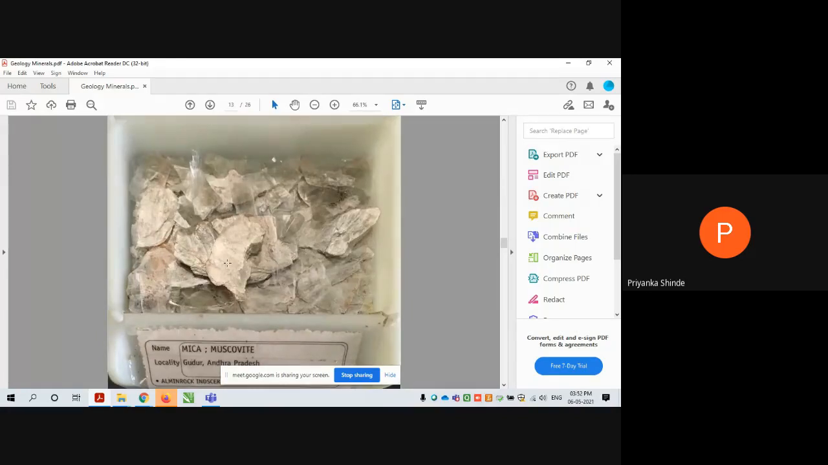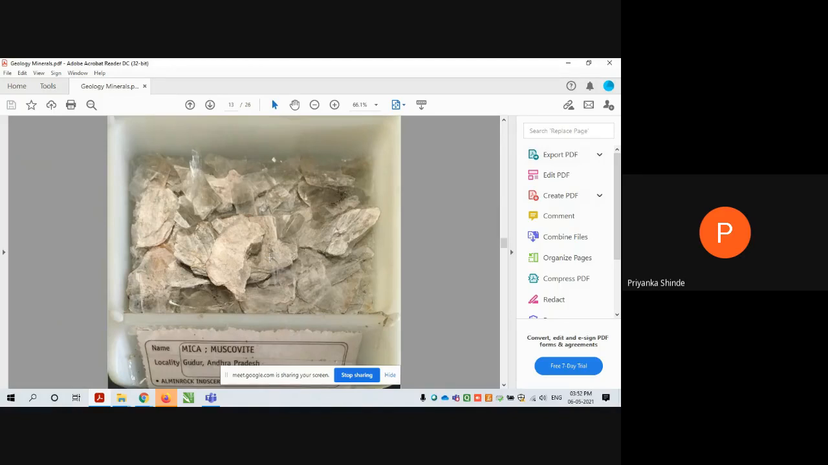Then both of these are transparent varieties, and the important property is cleavage. It splits into layers. So it will have one particular direction of breaking. It will break like the pages of a book. It will break in one direction. So it has one set of cleavage, and that is called basal cleavage.